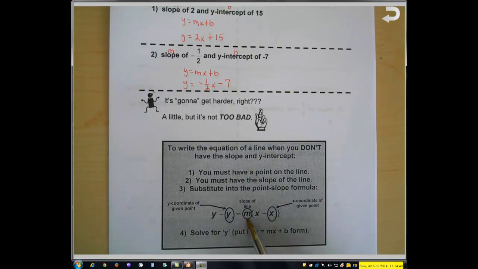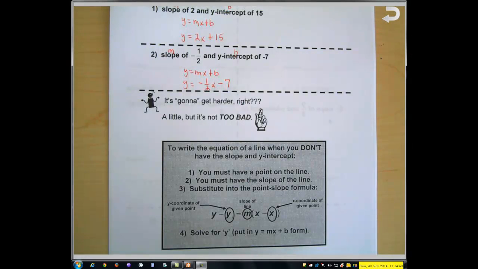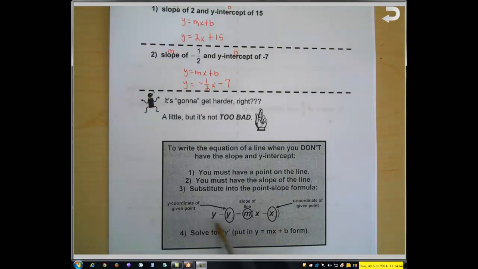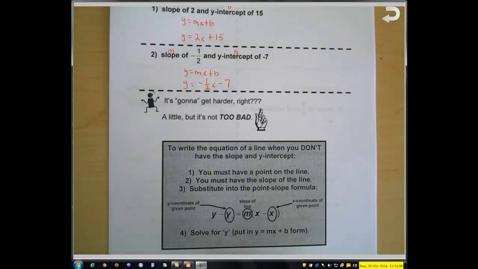M represents the slope, as usual, and then x1 and y1 represent the x and y coordinates of the point that we're given. After we plug everything in, we're going to solve this equation for y to get it in the slope-intercept form. So let's do an example.